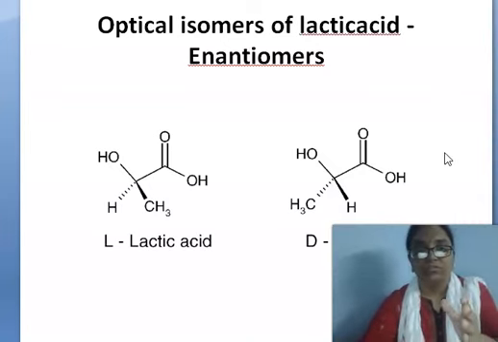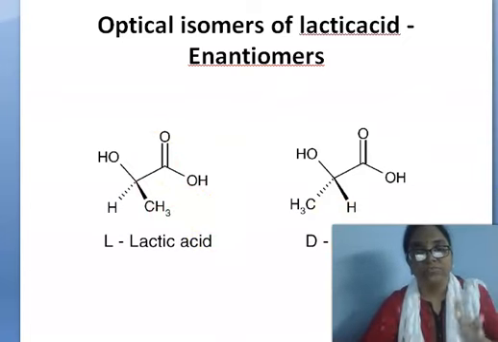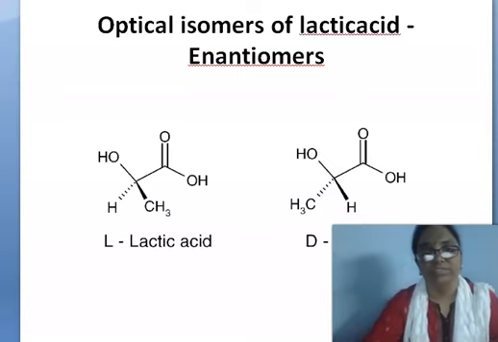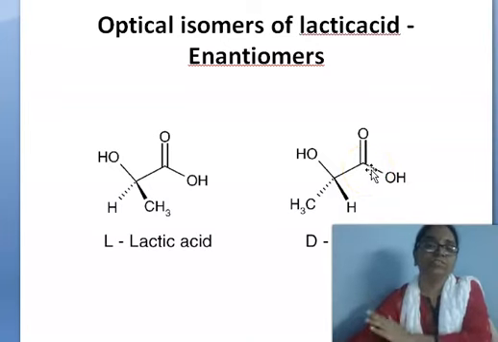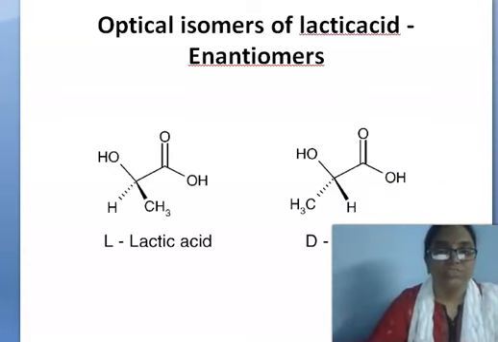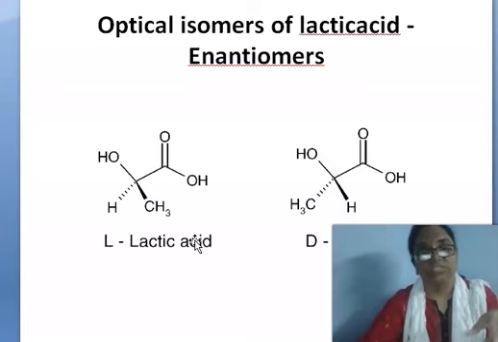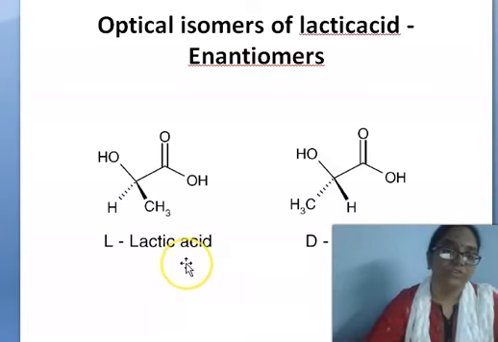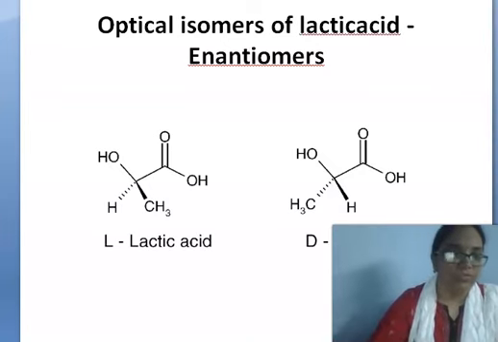When lactic acid is exposed to plane polarized light, since it is an optically active compound, it has a tendency to rotate the plane polarized light either towards the left or towards the right. If the plane polarized light is rotated towards the left, it is called a levorotatory compound, and if it is rotated to the right, it is called a dextrorotatory compound.